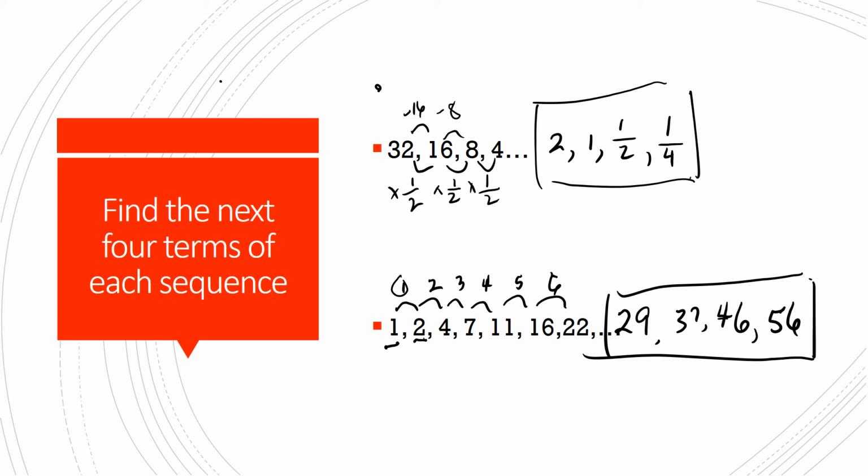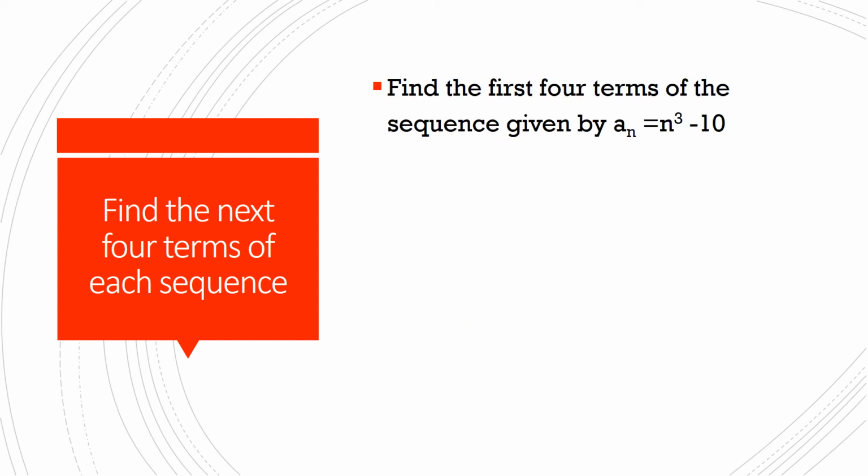All right, now we're going to skip over here and we're going to look at a sequence where we're given an explicit formula. So here we're asked to find the first four terms in the sequence by this formula: a sub n equals n cubed minus 10, and n, of course, being the number of the term in the sequence. And if that's true, I can get the first term here. So a1 equals 1 cubed, substituting in 1 for n, minus 10. Well, 1 cubed is just 1, minus 10 equals negative 9.